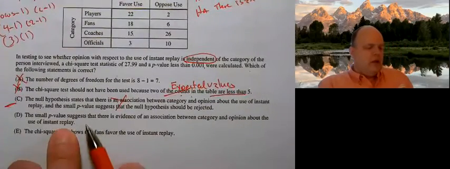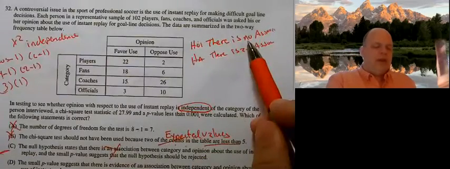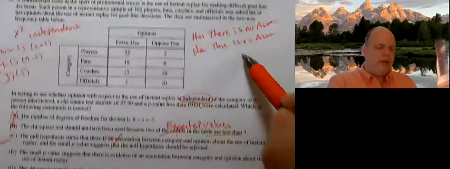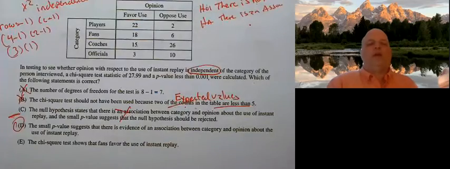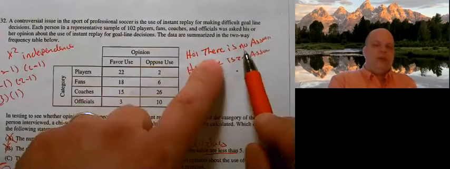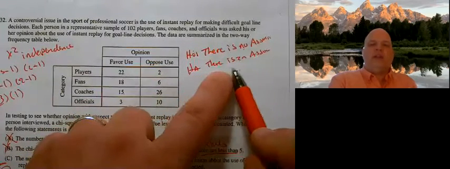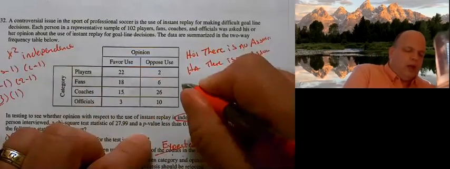All right. The small p-value suggests that there is evidence of an association. Well, H0, we have a small p-value. We're rejecting no association in favor of there is an association because the p-value is less than alpha. All right. Okay. Our test was there is no association or they are independent versus there is an association, they are not independent. I normally phrase it this way.